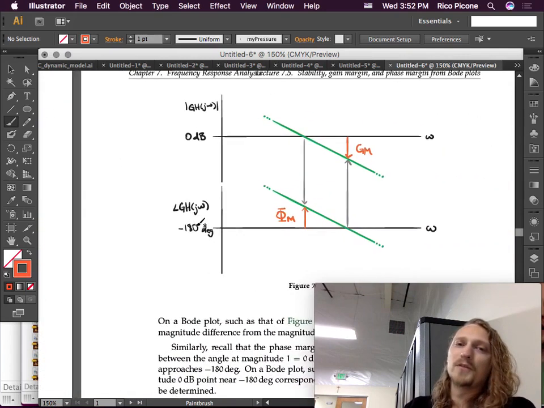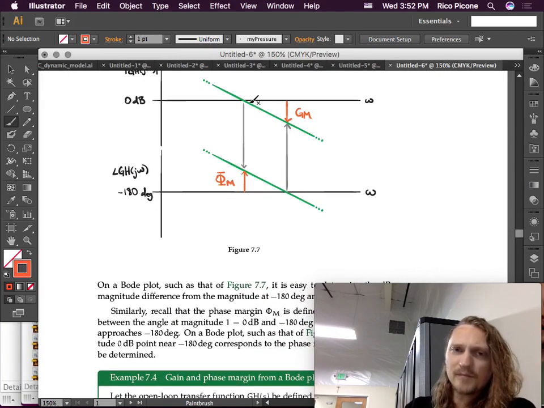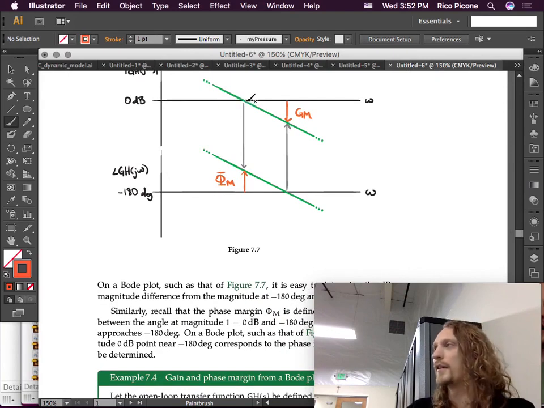So what you do to find the phase margin is to locate this 0 dB crossing of the magnitude plot and just follow it straight down to whatever the corresponding frequency is.